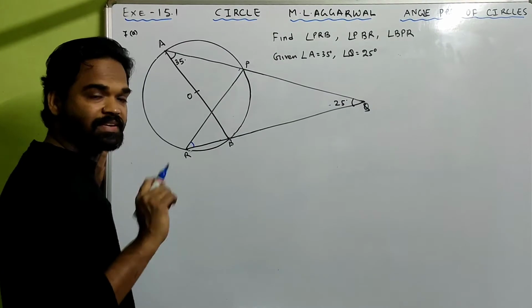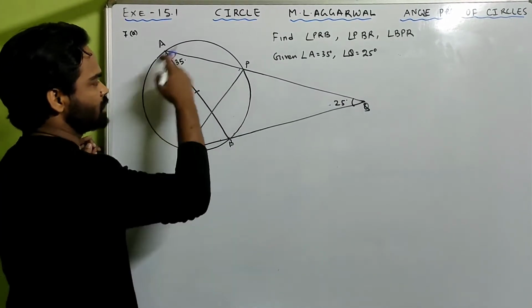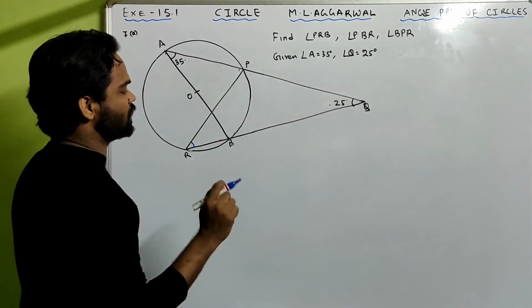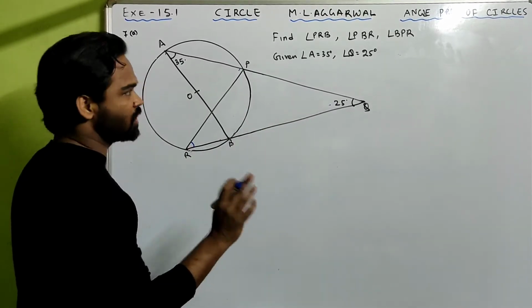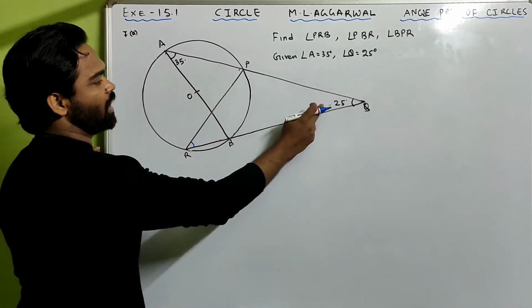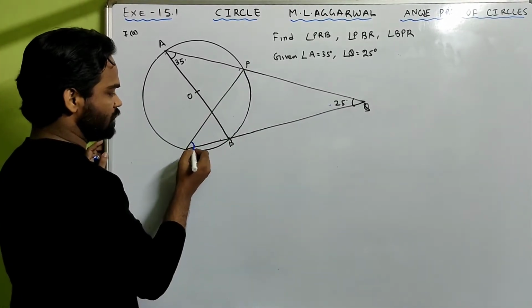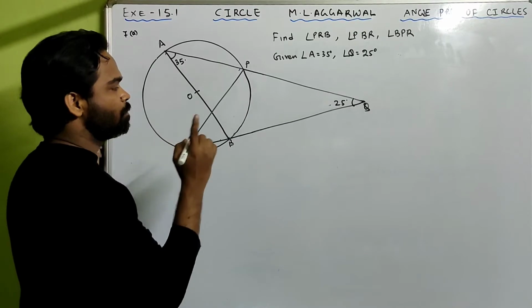Now look at this one. 7 part A. Pretty easy. There's a circle. AB is the diameter. O is the center. APQ is a straight line. RBQ is a straight line. Angle A is 35. Angle Q is 25. They've asked for PRB, which means this angle. If you look at the diagram, PBR.